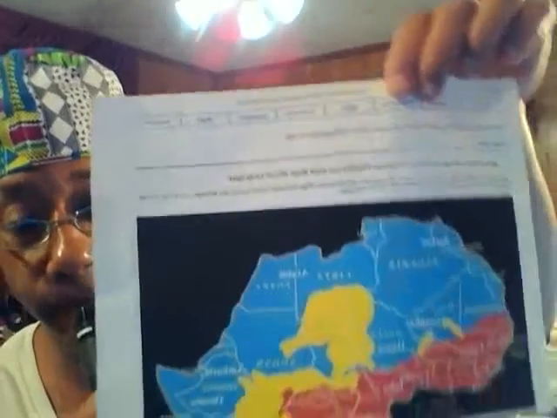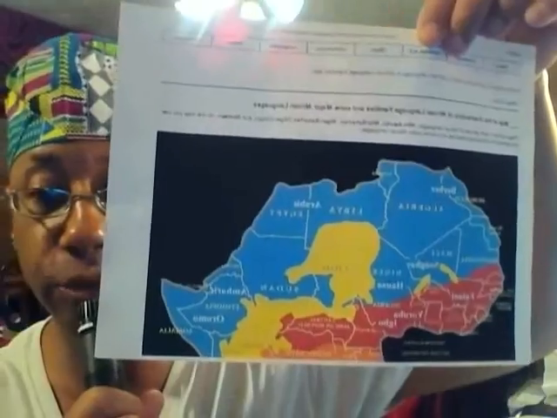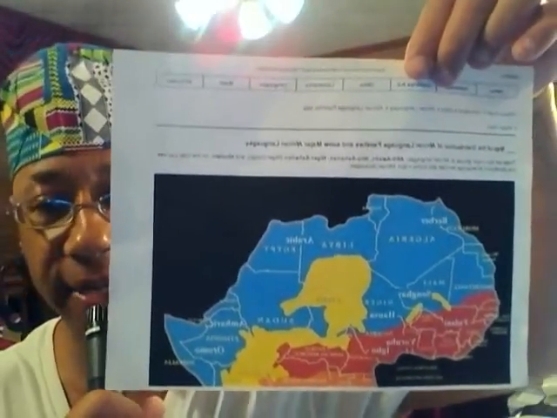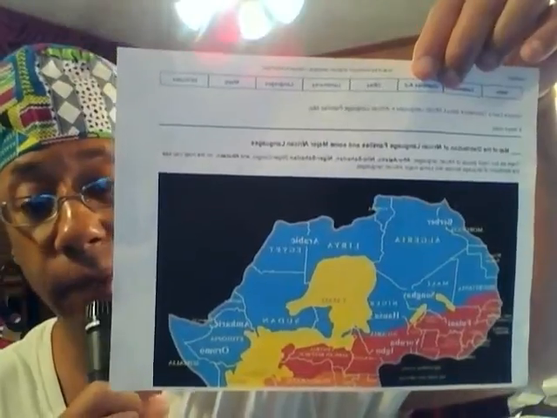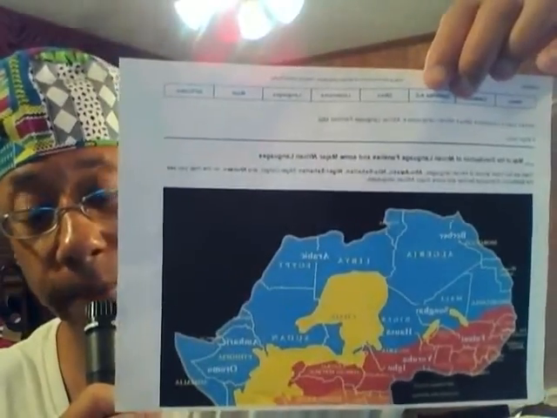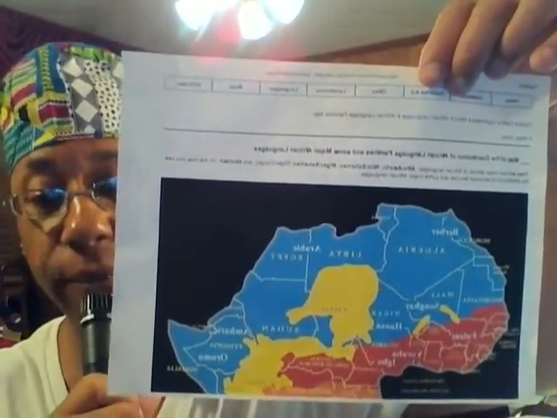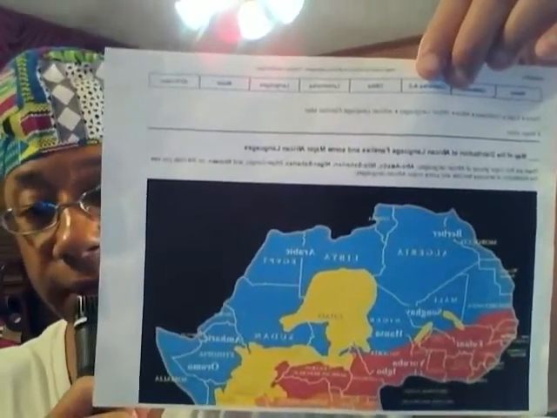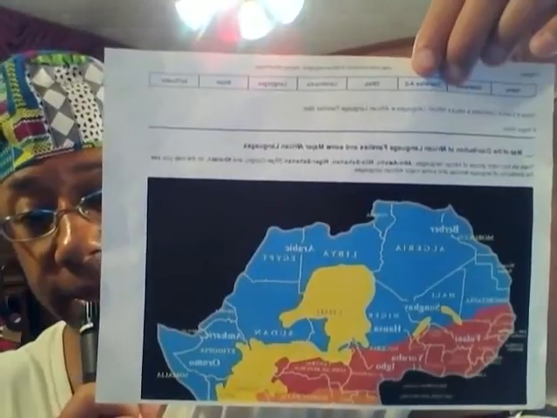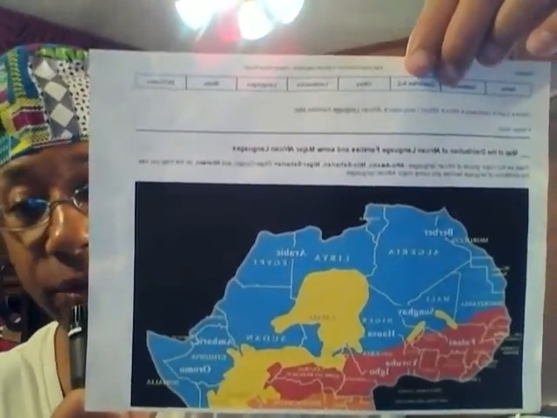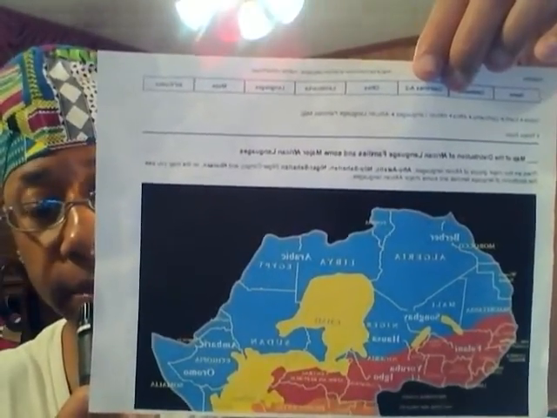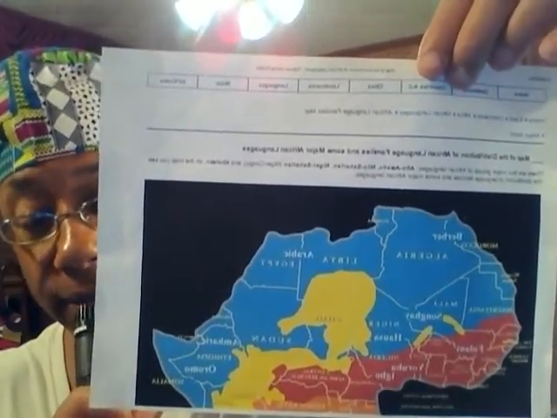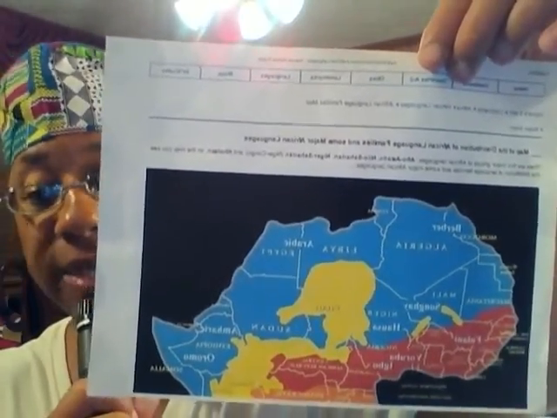This map is a language distribution map. It shows you the languages that are spoken on the African continent, the people and where they live, where they're located. And it shows you sub-Saharan Africa. That blue color is the Afro-Asiatic. The yellow color is the Nilo-Saharan. The dark orange color is the Niger Congo A. The light orange color, that's Niger Congo B.